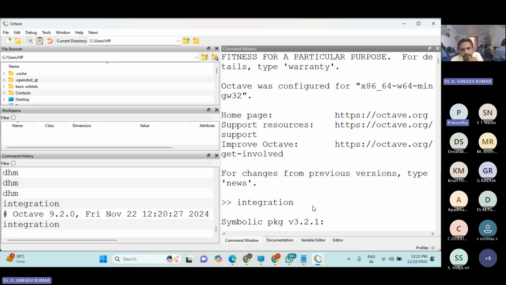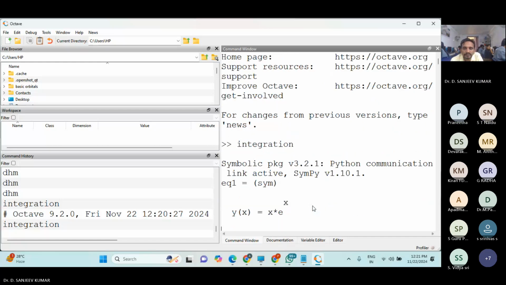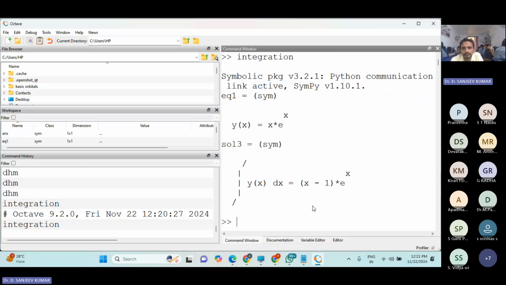Symbol package is loading. So y of x is equal to x e power x. That is the function I'm considering, and here I'm doing integration, integral y of x dx. The general solution is x minus 1 e power x.